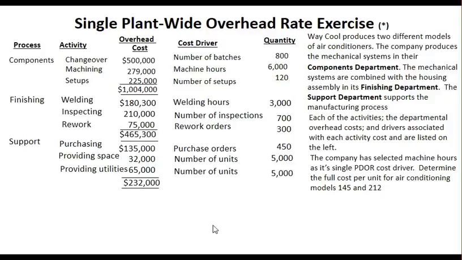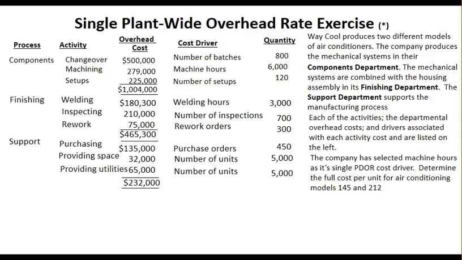However, in this case, we're going to ignore these individual cost drivers because we are going to create a single cost driver. And in this case, the company has selected machine hours as its single predetermined overhead rate cost driver. So based upon that, we're going to use machine hours to allocate all of our pooled overhead costs back to our product lines.